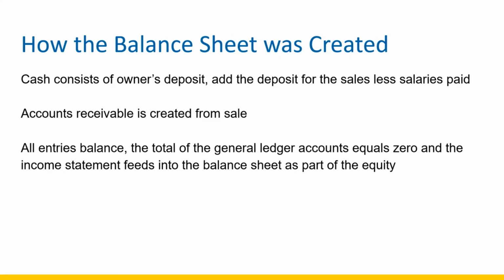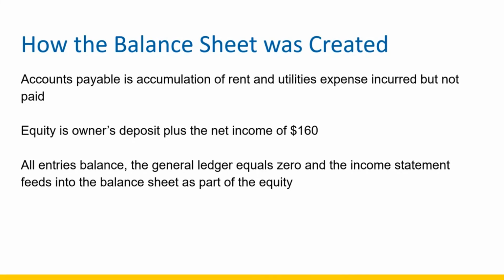So my general ledger totals, the totals of all my accounts, the cash, the accounts receivable, the accounts payable, the revenue, the expenses. If you total all of those things together, the total is 0. Again, going on to how my balance sheet was created, my accounts payable was the accumulation of my rent payable and the utilities expense that I reflected the expense, but I hadn't paid it yet. And this is accrual accounting, and the whole point of accrual accounting is recognizing revenue and expenses in the period in which they are incurred.